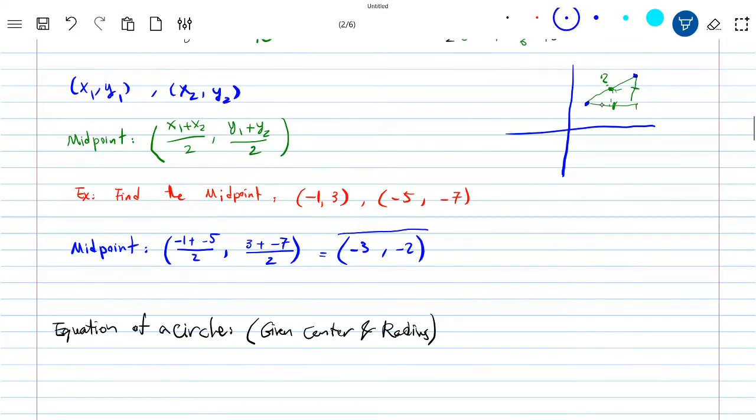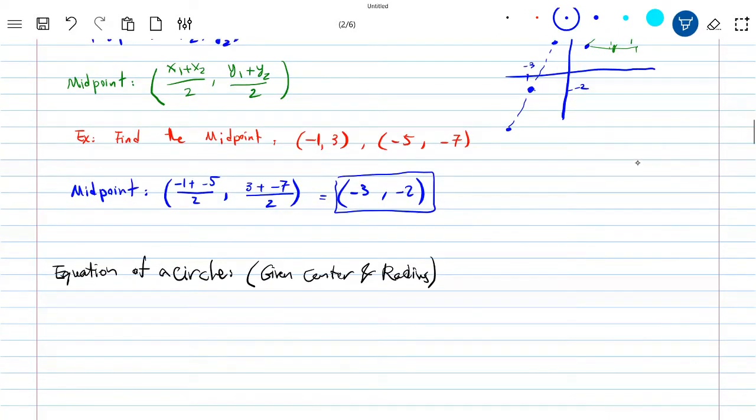So this is the midpoint of those two. It is the number in between these two. It's a point between the other 2 points. If you draw these 2 points, -5 and -7 will be somewhere like here, and -1 and 3 is somewhere here. Along the way, there's a point in between. That point is -3 and -2. This would be -3. That would be -2. Not complicated. You just make sure that you add the numbers correctly. You're taking an average in each direction.